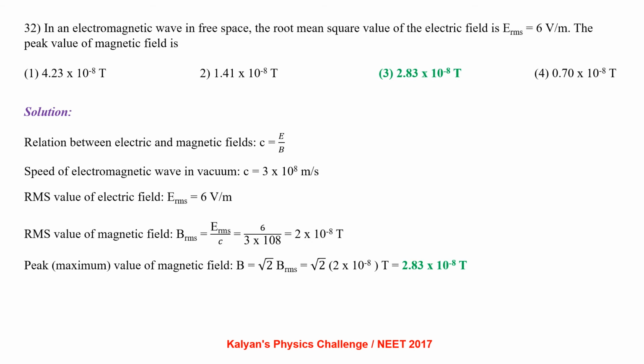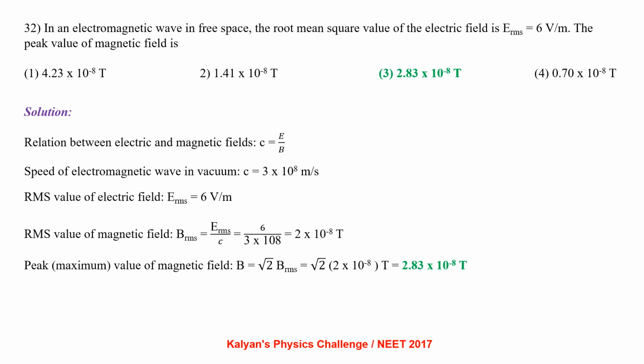In an electromagnetic wave in free space, the root mean square value of electric field is 6 volt per meter. The peak value of magnetic field is. The relation between electric field intensity and magnetic field induction is given by c equal to E by B, where c is the speed of light in vacuum, that is 3 into 10 power 8 meter per second.